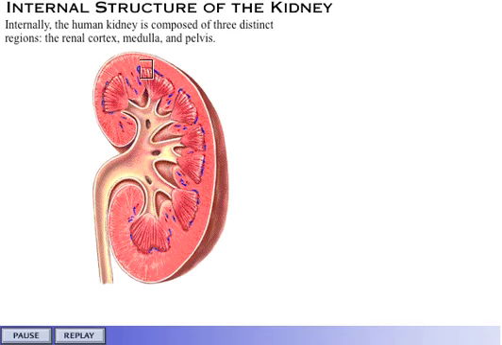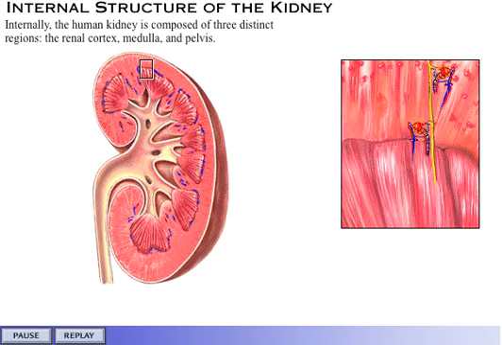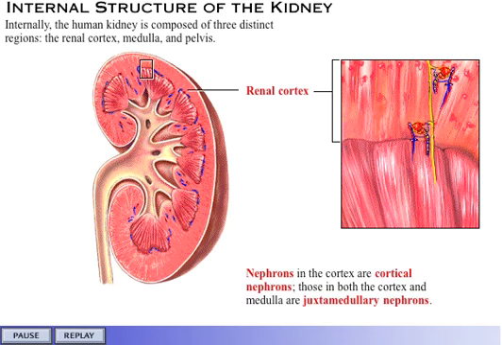Internally, the human kidney is composed of three distinct regions. The first region is the outermost layer called the renal cortex. It contains about 1 million nephrons, the filtering units that form urine. Some of these nephrons lie completely within the cortex and are called cortical nephrons, while others lie in both the cortex and medulla and are called juxtamedullary nephrons.